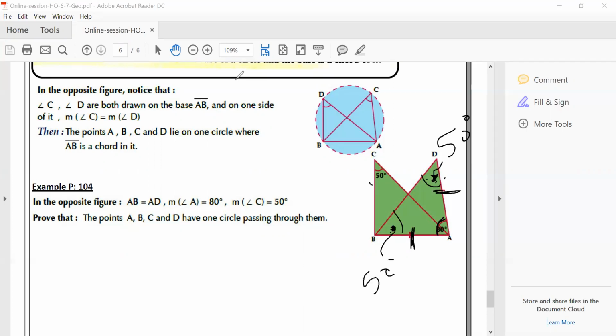And since measure C is 50, I have C and D equal angles having the same base AB and on one side of it, both of them up. So A, B, C and D lie on one circle, they are the vertices lying on the same circle.